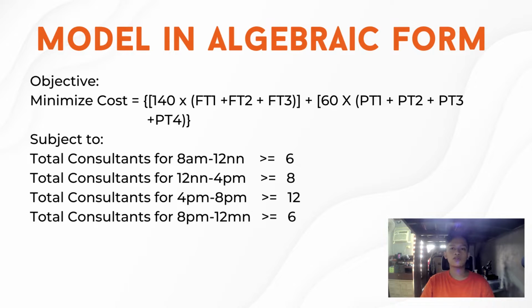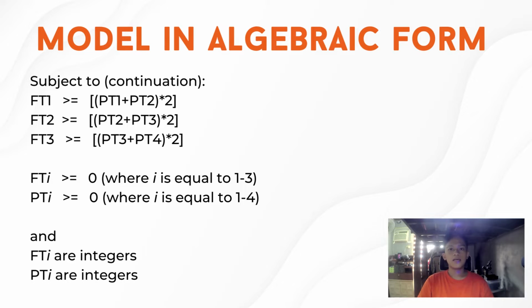This is also subject to the following. First is that the total consultants per shift should be greater than or equal to 6, 8, 12, and 6, respectively. Second is that for each part-time worker per shift, there should be at least 2 full-time workers. Third is that the number of consultants, or FT1 to FT3 and PT1 to PT4, should be integers and should be greater than or equal to 0.